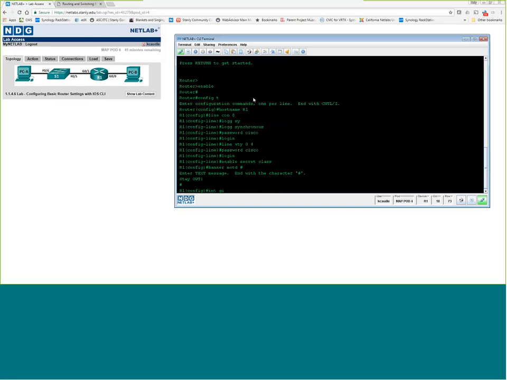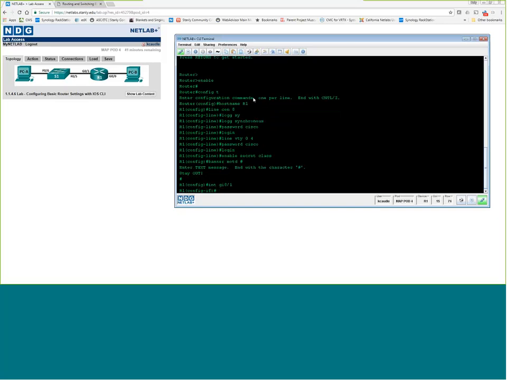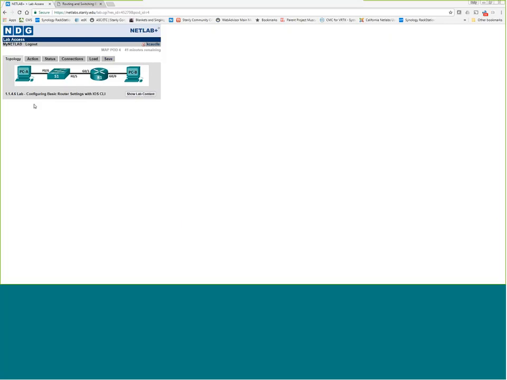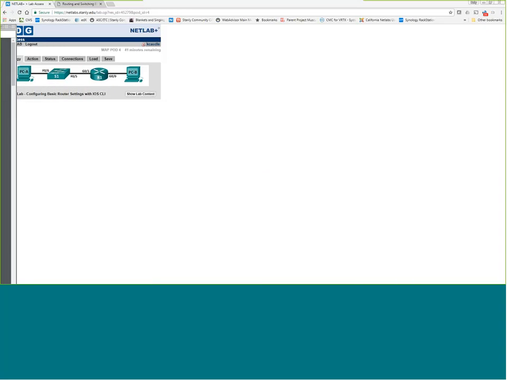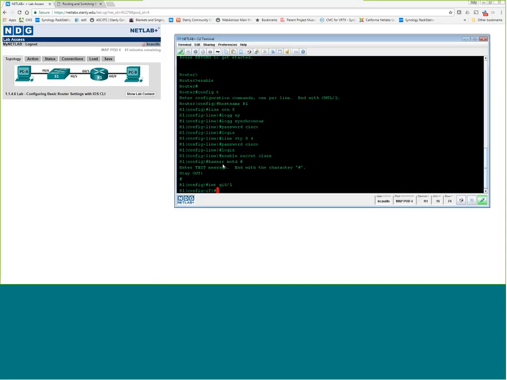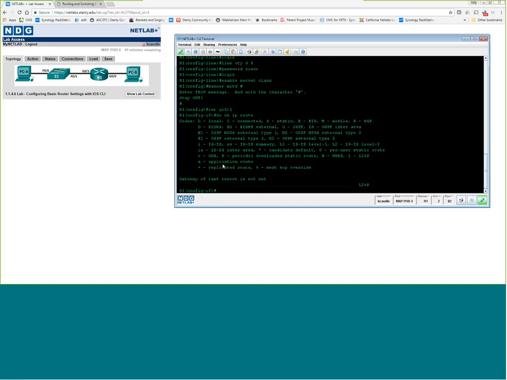So let's go into gig 0/1. And by the way, again, remember to do your show lab content so that you can see the content and know what the IP addresses and everything can be. I've reviewed this, so I kind of know it by heart. So I'm going through right now showing you this. But before I do anything, I want to do a do. Remember, do lets me run commands inside of configuration mode that I can't normally run. Do show ip route. And you should see that I have nothing in the route table.